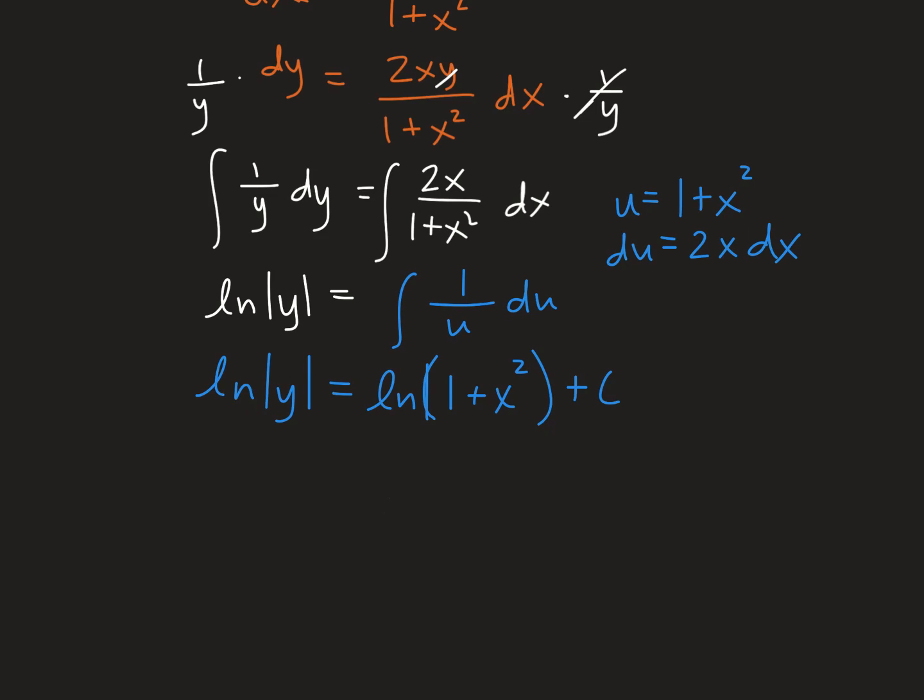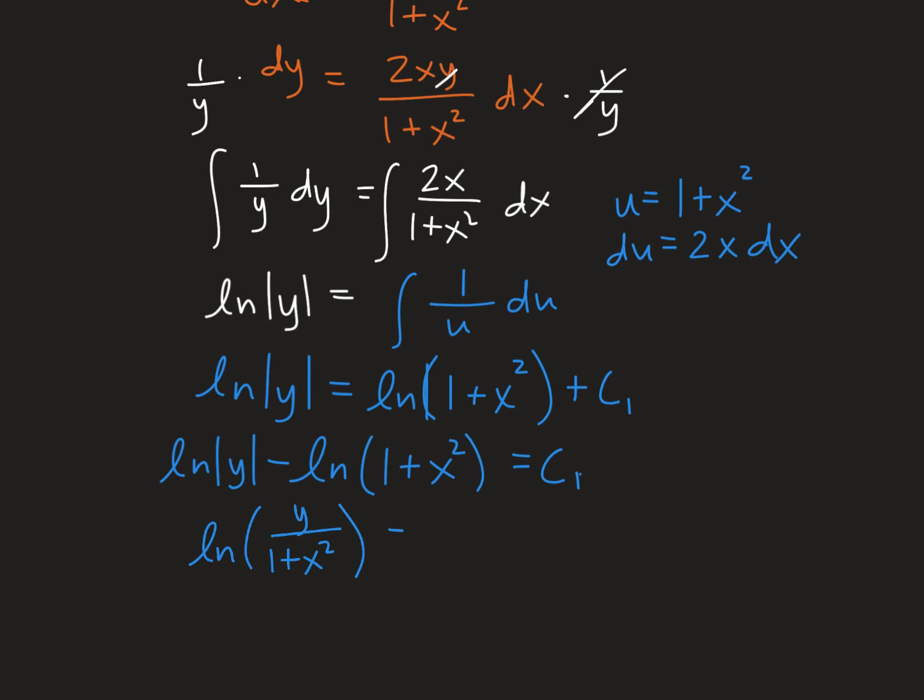Now from here, this is kind of a weird one. I'm going to subtract the natural log of 1 plus x squared from both sides. The reason I'm doing this is to use the quotient property of logarithms. And again, I'll call this c sub 1 because we'll have to change it. So again, when we have ln of a minus ln of b, we can write it as the natural log of a over b. So this is the natural log of y over 1 plus x squared equals c sub 1.